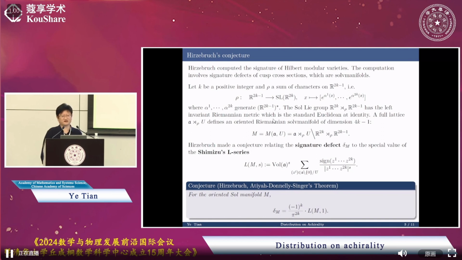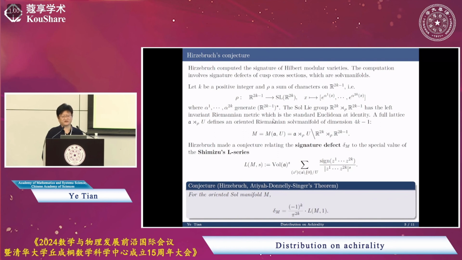This action of R^{2k-1} or R^{2k} gives you this semi-direct product. And you can give this group a Riemannian metric, which is left invariant and has this standard one identity. So for any lattice, a stable representation defines an oriented Riemannian submanifold of dimension 4k minus 1. So this is the main object in Herzberg's conjecture.